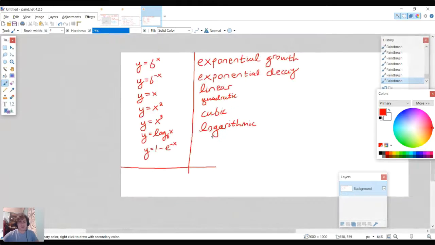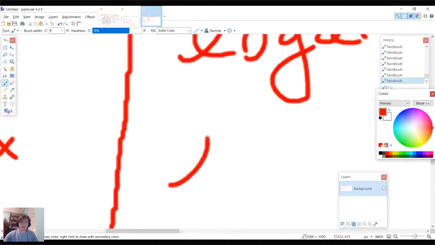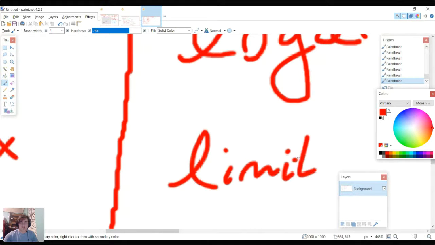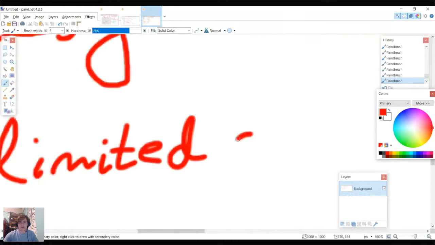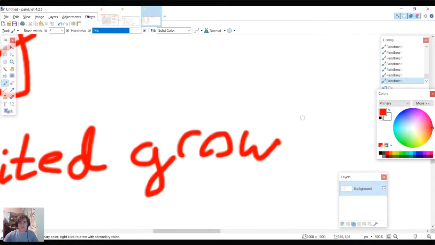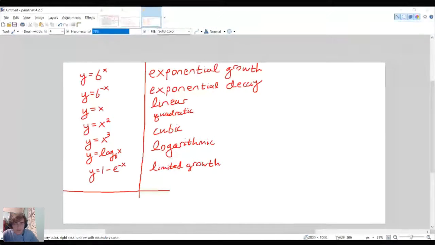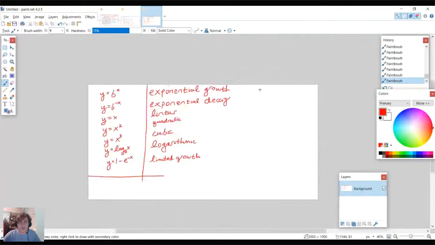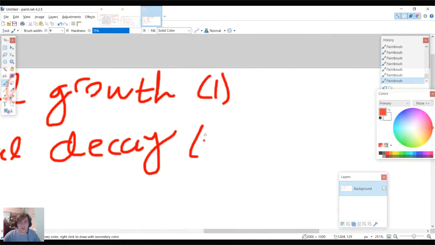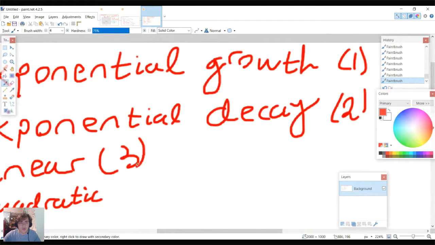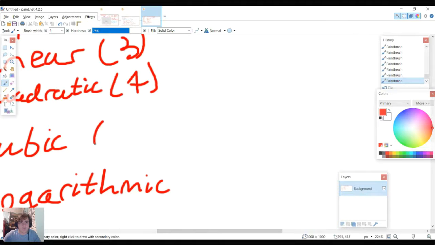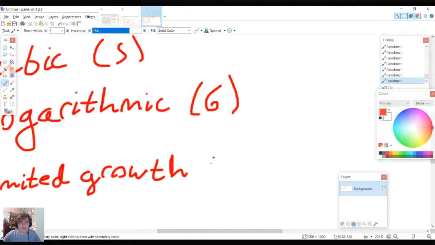There really isn't a name for the 1 minus e to the negative x. We'll call this limited growth, and you'll see why. That's just a name that I'm giving to it. I don't think it's convention, it may be. We'll call the individual graphs 1, 2, 3, 4, 5, 6, and then 7.